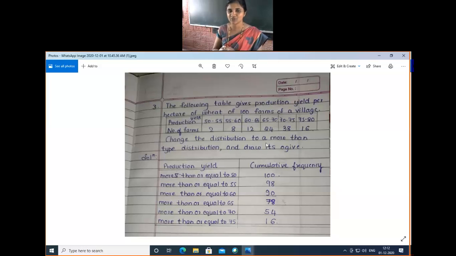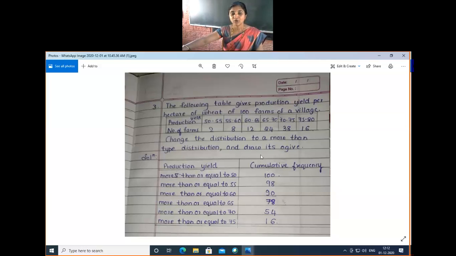The following table gives the production yield per hectare of wheat of 100 farms of a village. This is the following data. Change the distribution to a more than type distribution and draw its ogive. Now it is a more than type question. So now more than or equal to 50 we have to start. More than or equal to 55, then more than or equal to 60, 65, 70, 75.